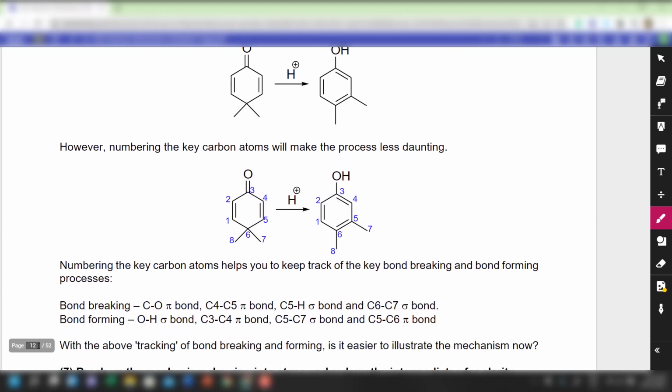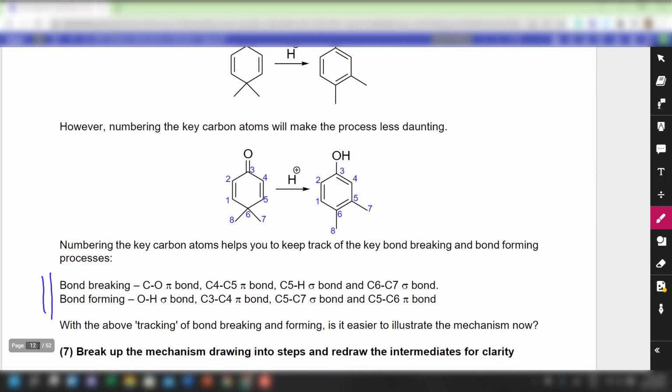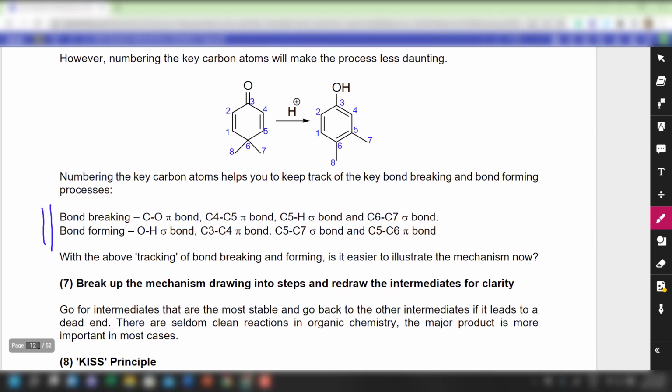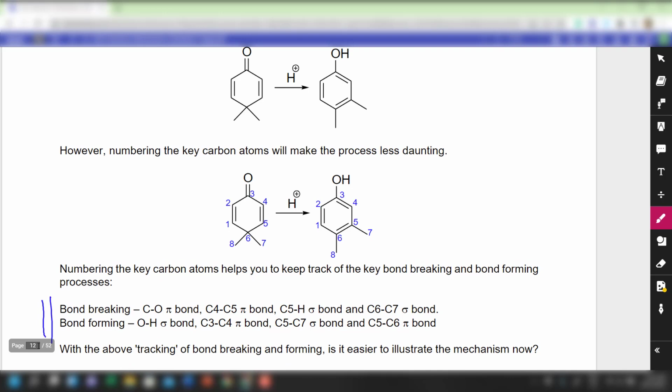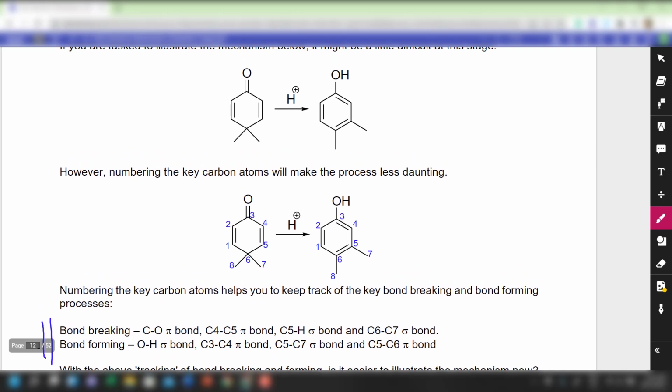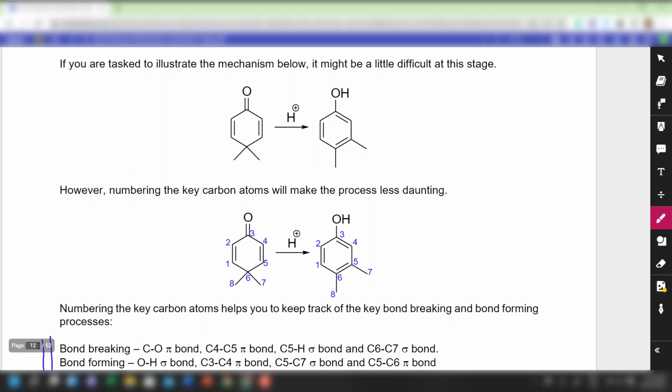I think this example helps you. It will be good to write a summary as well, to take note of what exactly is happening. Am I breaking a C=O pi bond? Am I forming a sigma bond, etc.? If you are able to number it, then I think it is easier for you to keep track.